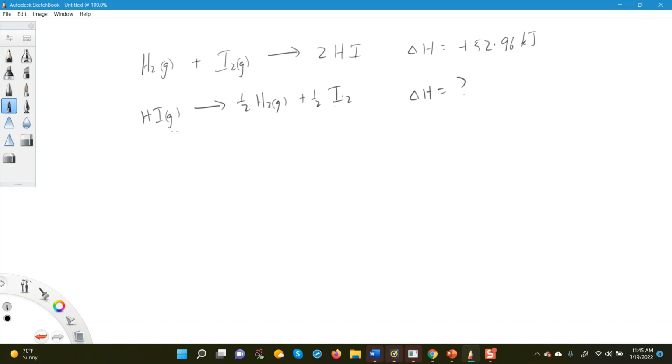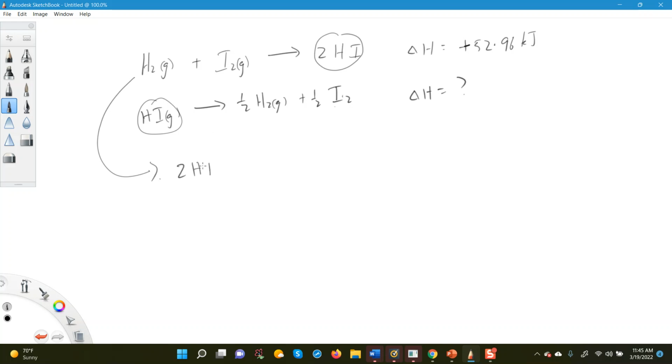So as I said before, when you compare this equation to this equation, you'll notice that the product of this equation is the reactant of the other, and vice versa, right? So what I'm going to do is turn this equation around. Now, if we turn this equation around, if you remember what we said before, the reverse equation would result in the delta H sign being changed. So in this case, it's going to change from plus to minus.